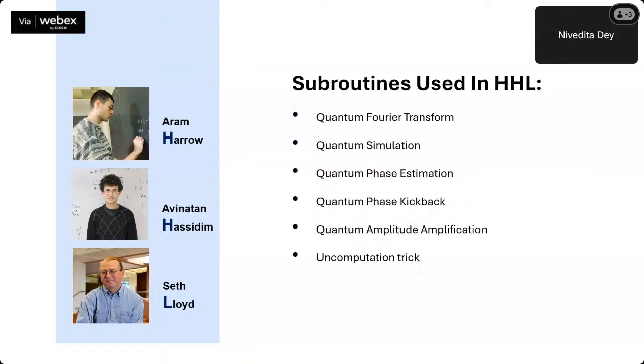So there are certain subroutines. In HHL, QFT is a subroutine, which I have told you. Quantum simulation is another subroutine. Quantum phase estimation, I will tell you if I get a chance to cover it fully. Both the quantum Fourier transform and quantum phase estimation I'll be covering. In quantum phase estimation, we actually estimate the phase. Phase means the angle that we try to estimate. Quantum phase kickback is another technique. Quantum amplitude amplification, I have told you. And the uncomputation trick is another one. All these things together form the HHL.